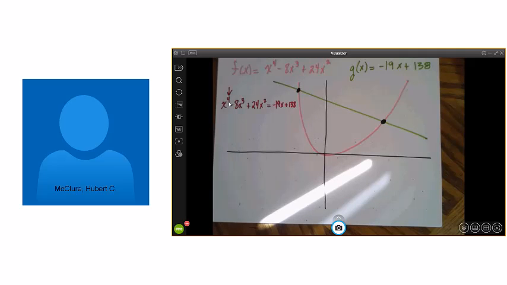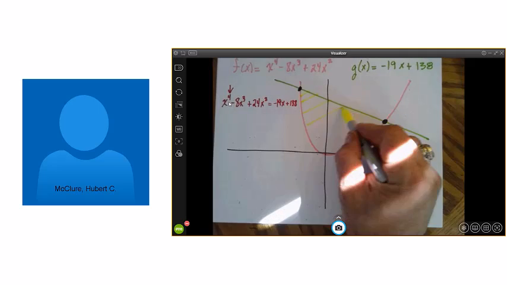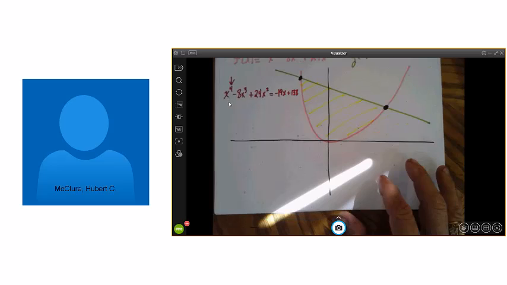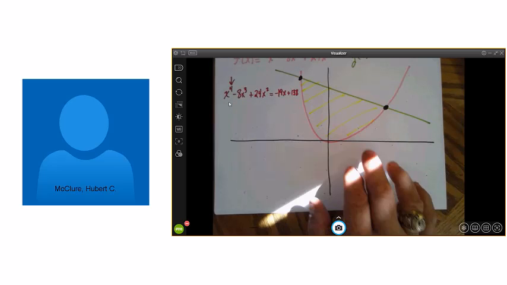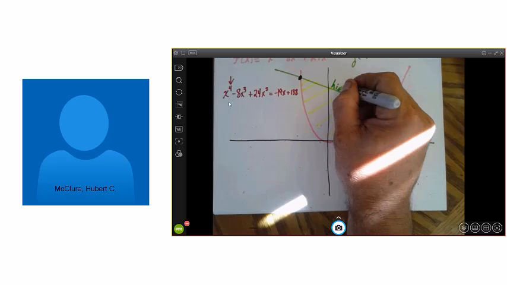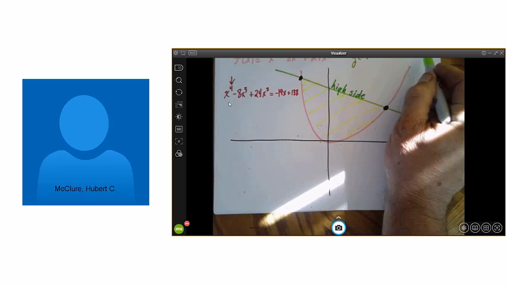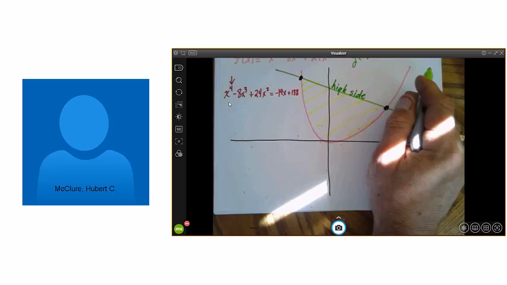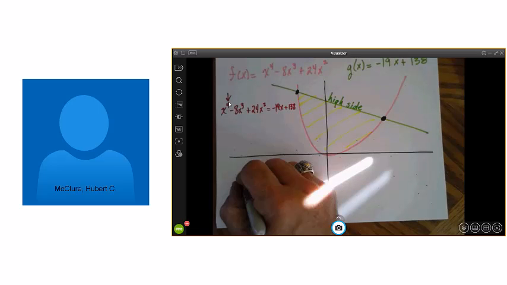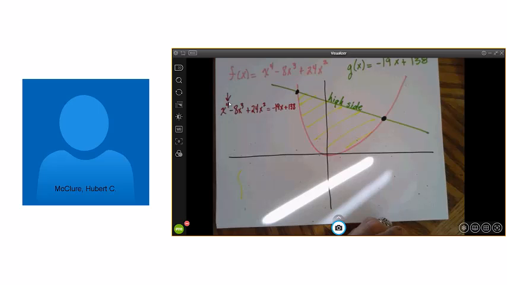So with that being said, they want to find this area in yellow. So we're going to set it up. Now which one is the region? The green is the high side. So the high side is this. So we're going to subtract this from the green. I'm going to set it up with the high side, or the antiderivative. I'll do it in yellow. The antiderivative from, what were those points?